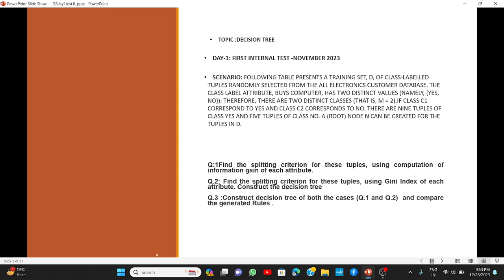So the scenario is the following: a table presents a training set D of class-labeled tuples randomly selected from the AllElectronics customer database. The class label attribute, buys computer, has two distinct values, namely yes and no. Therefore, there are two distinct classes, that is m equal to 2. If class C1 corresponds to yes and class C2 corresponds to no, there are 9 tuples of class yes and 5 tuples of class no.